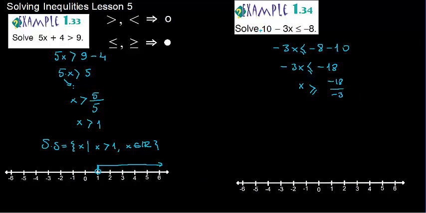I want to explain one more time what changing the sign means. When the sign is greater than, it becomes less than, or less than becomes greater than, or greater or equal to becomes less or equal to. The words that I'm using, change the sign, mean that. So x is greater or equal to minus 18 over minus 3, it's going to be 6.